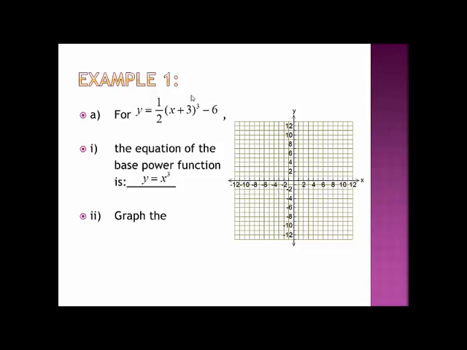So if we just start off by plugging in some values for x and finding some key points on our graph, we can graph the parent function. So if we plug in values between -2 and +2, we get the following coordinates, and we can plot them on our graph and draw our curve.